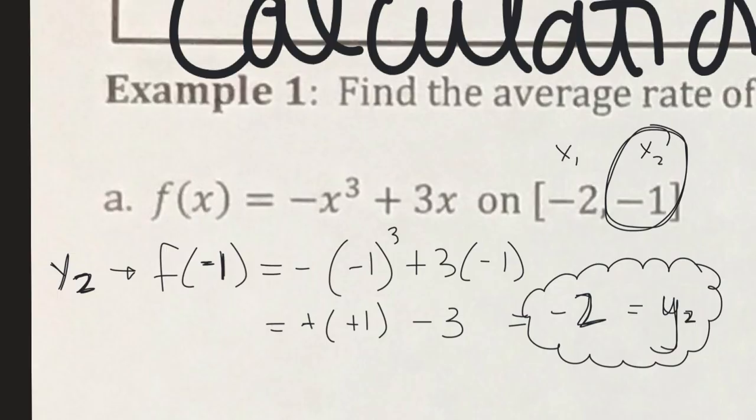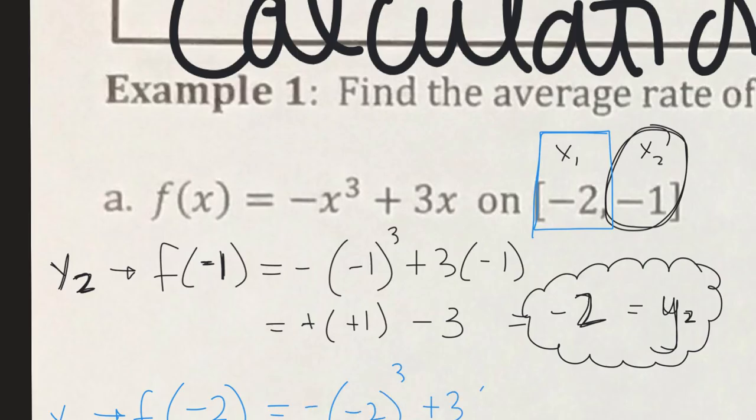And we're going to do the same thing to find your y1 value. Okay, we're going to plug in the x1 term, so we're going to evaluate our function at -2. So we're taking the negative of (-2) cubed plus 3 times -2. So now we have your two y values. We were given your two x values.